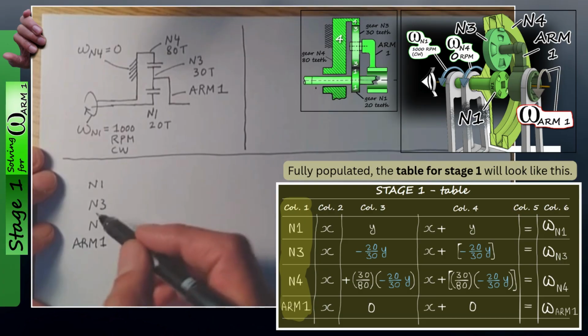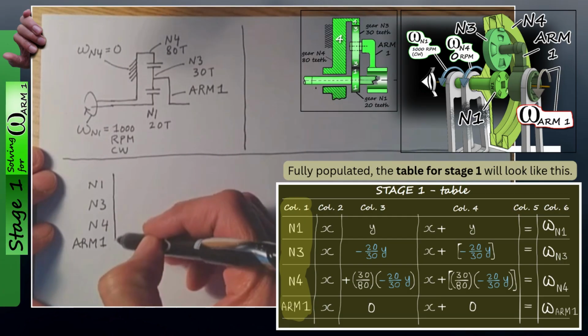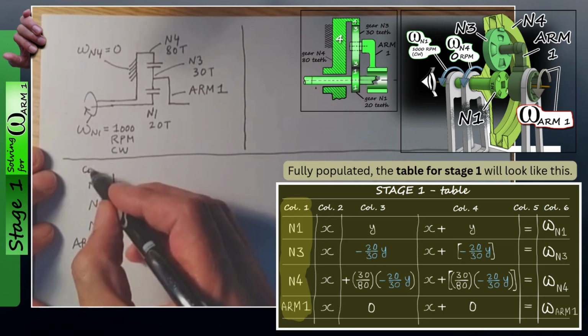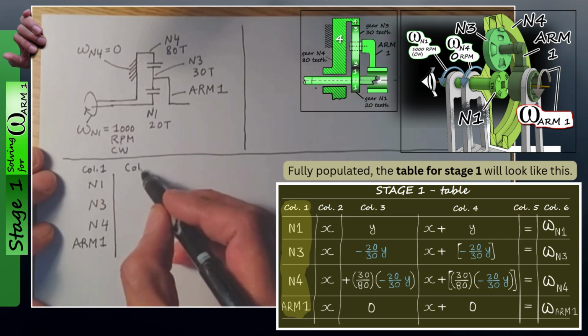So we have the sun gear, the planet gear, the ring gear, and arm1. So this is column 1, super easy to do. We move on to column 2.